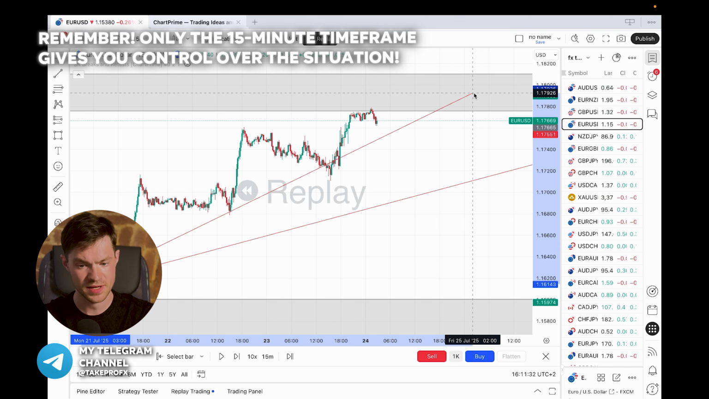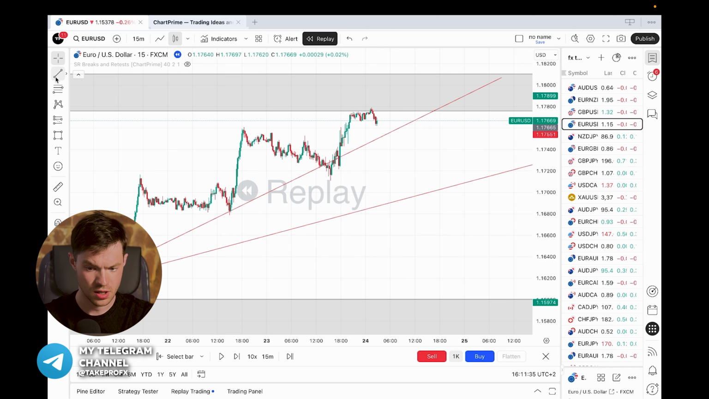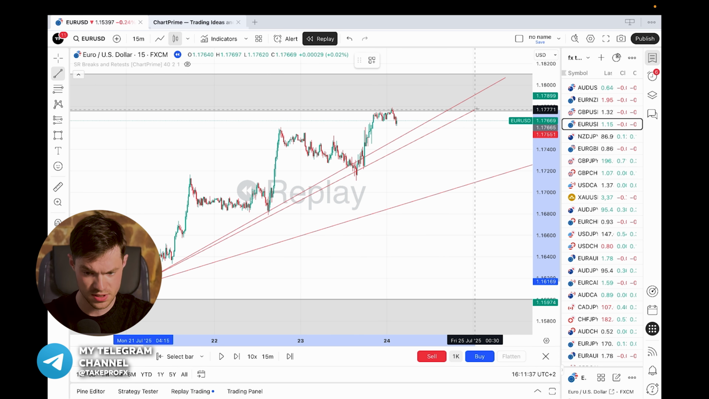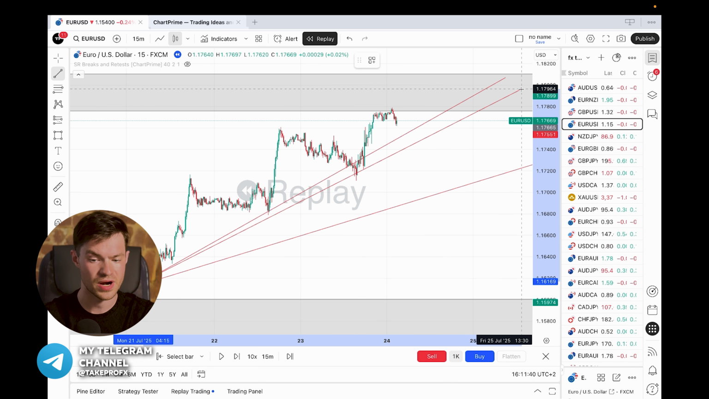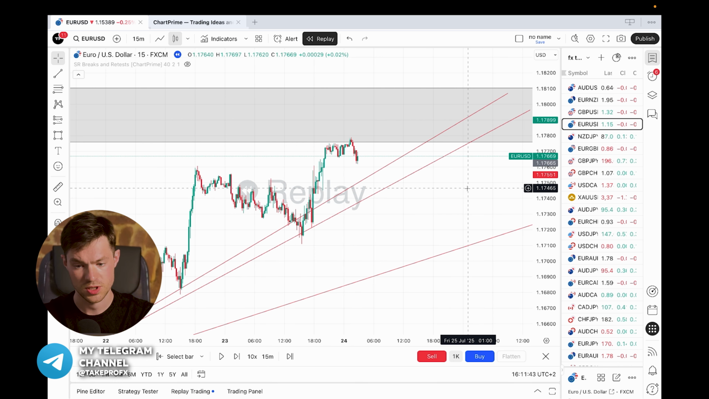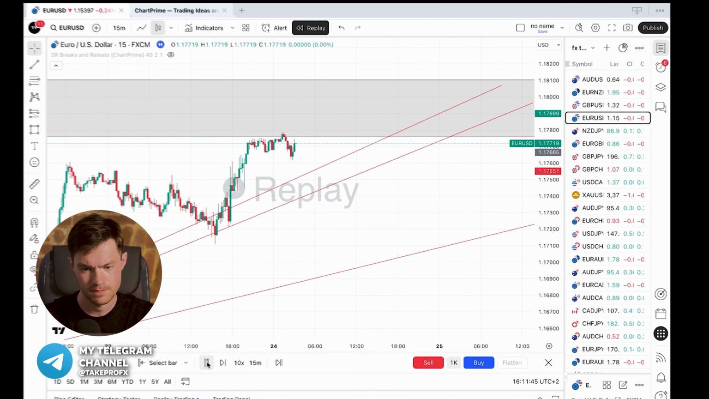My friends, remember, only the 15-minute time frame relative to the older time frames gives you real control over the situation, because at the current moment I can draw several trend lines for myself, or draw them through several different tops, and see in advance the very weakness in the upward movement. So let's watch for a while longer.